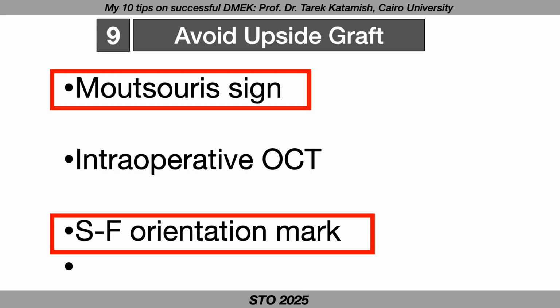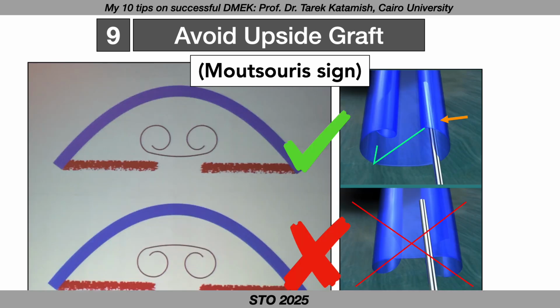So how to avoid upside down graft? The most common signs to avoid this situation: Moutsouris sign, intraoperative anterior segment OCT, and the S/F orientation marks. The Moutsouris sign is a very simple sign in which we put the cannula above the DMEK graft and displace it sideways. If you find the cannula disappears under the fold, this means that the DMEK graft is in the proper orientation, and we call it Moutsouris sign positive.